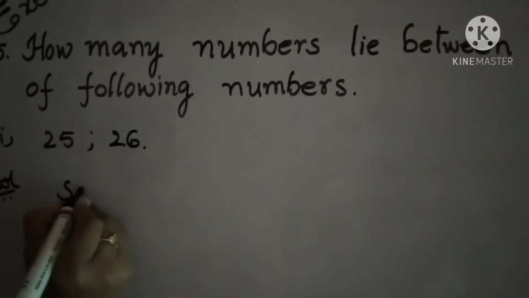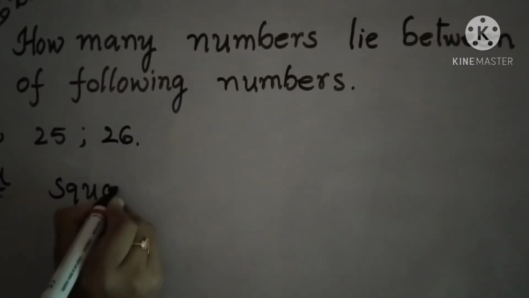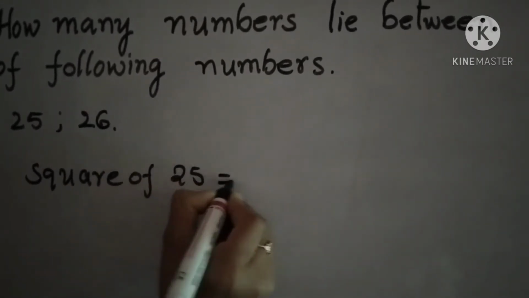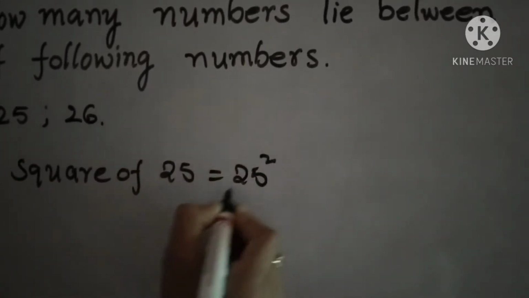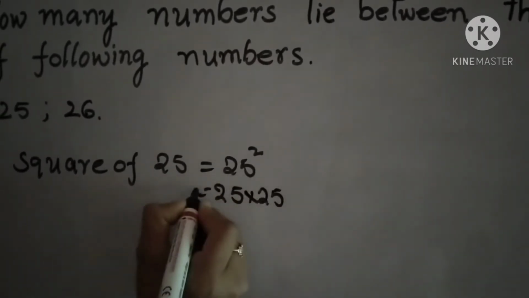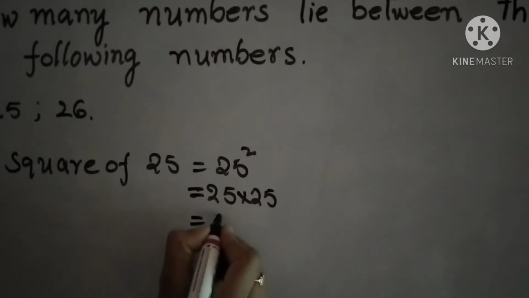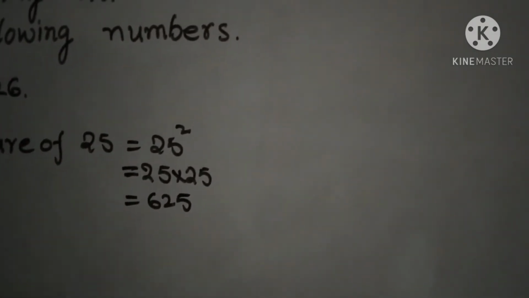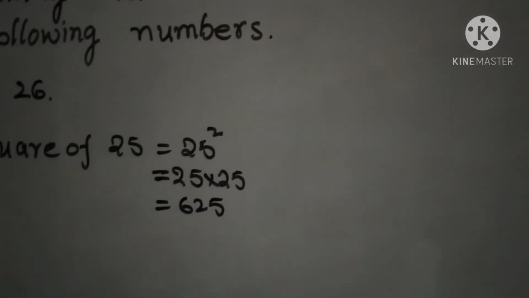First, the square of 25. Write 25 square. 25 into 25 is 625. So 25 square equals 625.